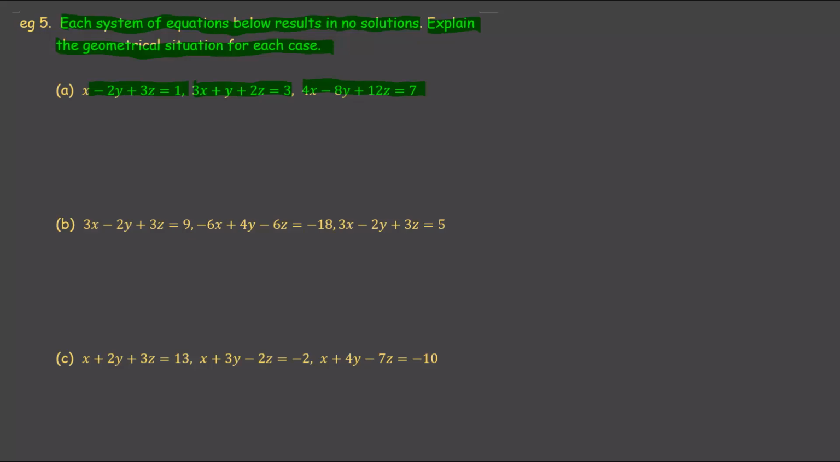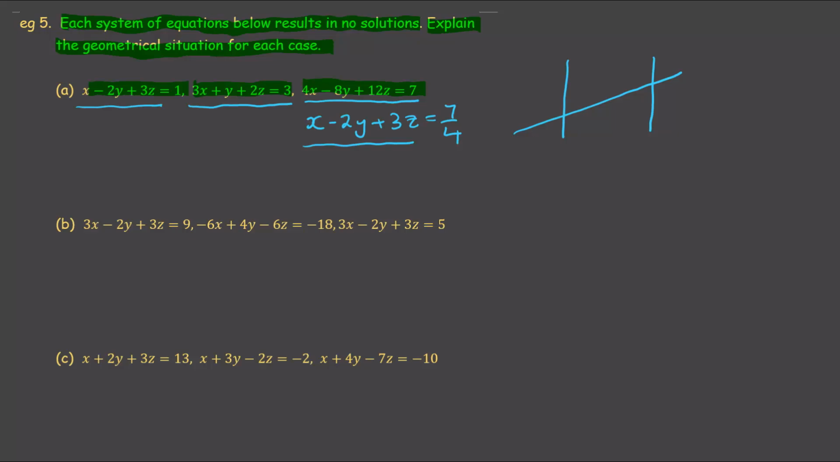Now, this plane clearly is not parallel to the first one. Think about where the normal is pointing. But if I multiply this one here by a quarter, I get x minus 2y plus 3z is equal to 7 over 4. Looking at the left-hand sides of these two, we can see they're parallel. So that's going to be two parallel planes with a third plane cutting across.